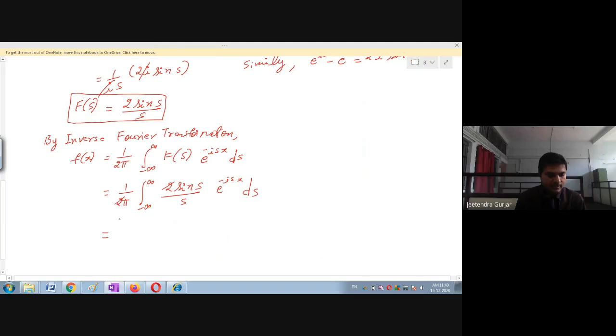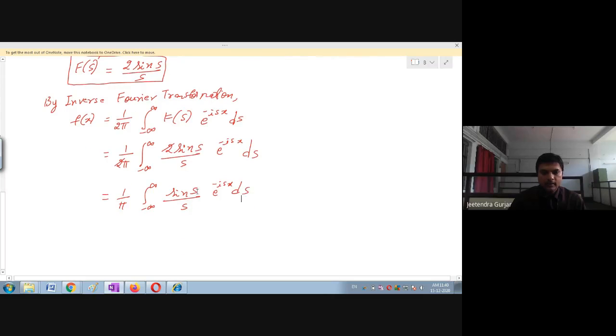So this will be equal to, now you can see this 2 and 2 will get cancelled. Is it clear? Okay, so this equation will become now 1 upon pi integration minus infinity to infinity sine s upon s e raised to minus isx ds.